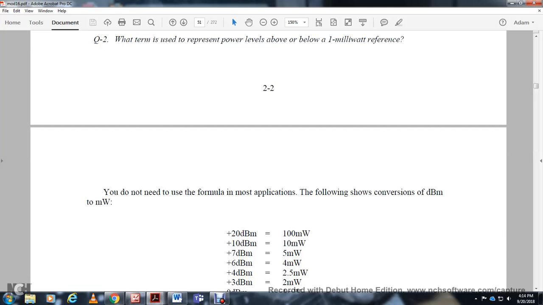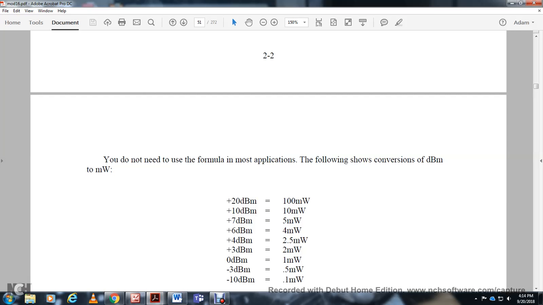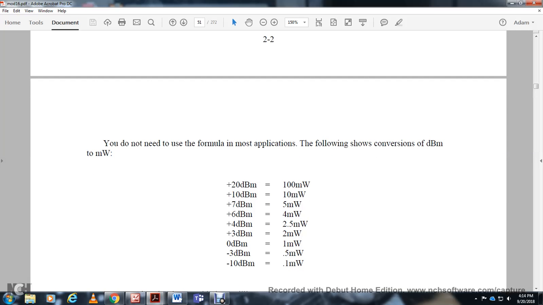You need to use the following most applicable usual conversions of decibel milliwatts to milliwatts. 20 decibel milliwatts is 100 milliwatts, 10 decibel milliwatts is 10 milliwatts, 7 decibel milliwatts is 5 milliwatts, 6 decibel milliwatts is 4 milliwatts, 4 decibel milliwatts is 2.5 milliwatts, 3 decibel milliwatts is 2 milliwatts, negative 3 decibel milliwatts is 0.5 milliwatts, and negative 10 decibel milliwatts is a tenth of a milliwatt.